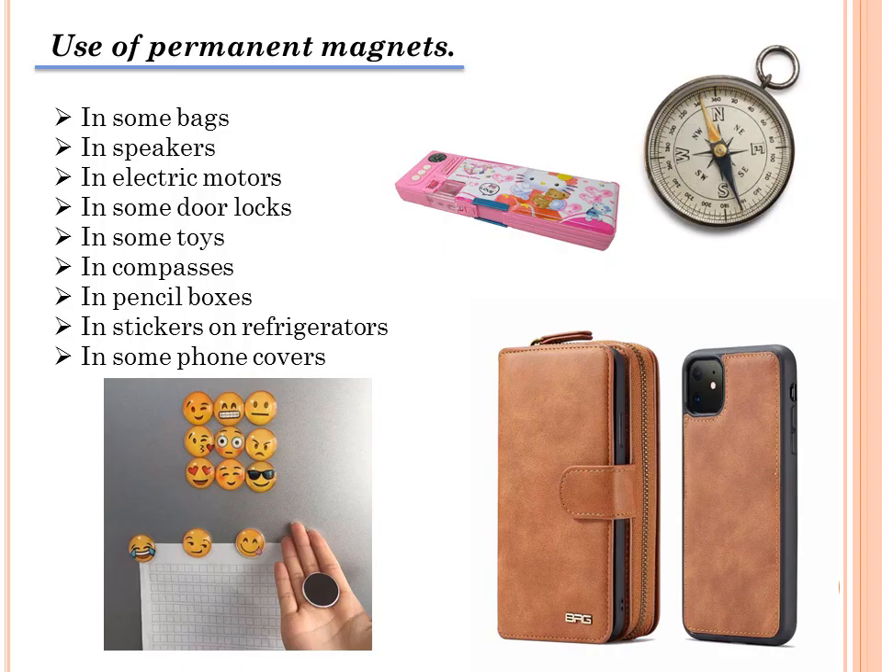Then let's see some instances where permanent magnets are used. In some bags, in speakers, in electric motors, in some door locks, in some toys, in compasses, in pencil boxes, in stickers of refrigerators, in some phone covers.